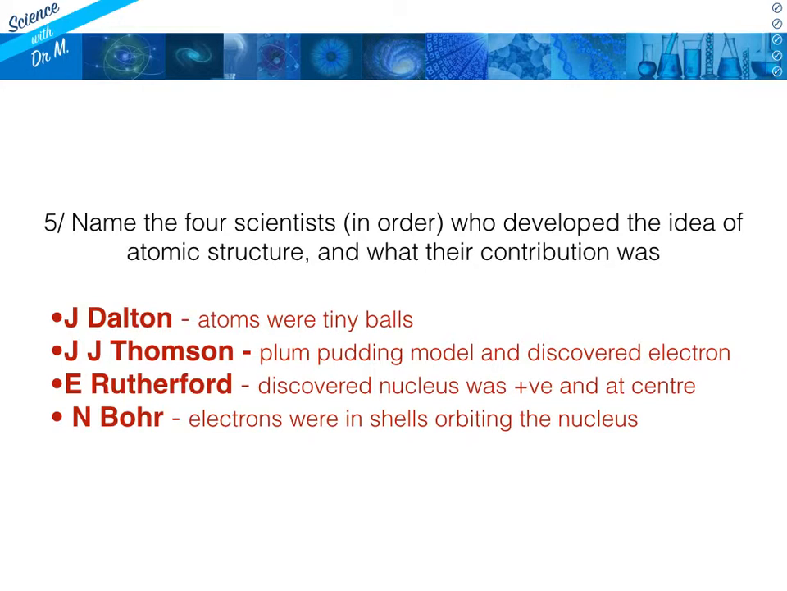Rutherford discovered the nucleus, and he came up with the nuclear model. So he discovered that the nucleus was positive and at the centre of the atom. And then finally, Niels Bohr discovered that the electrons were in shells orbiting the nucleus.